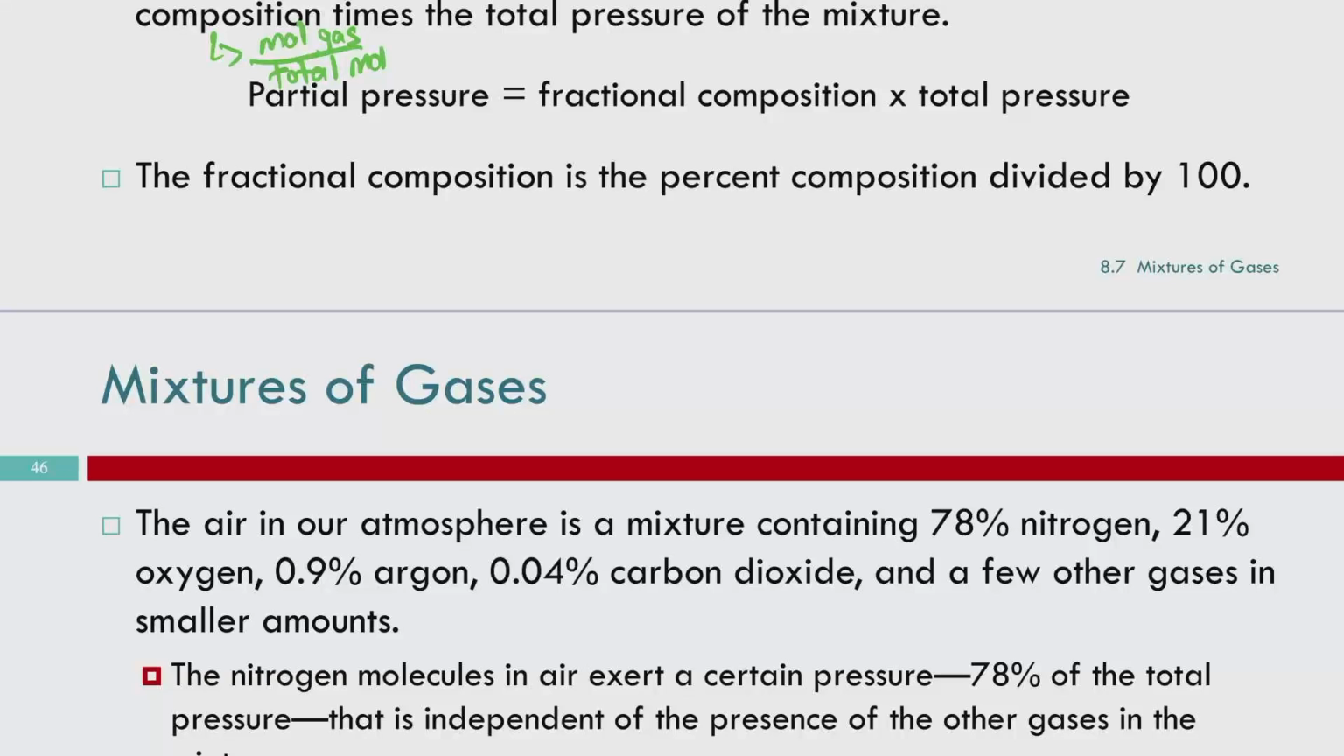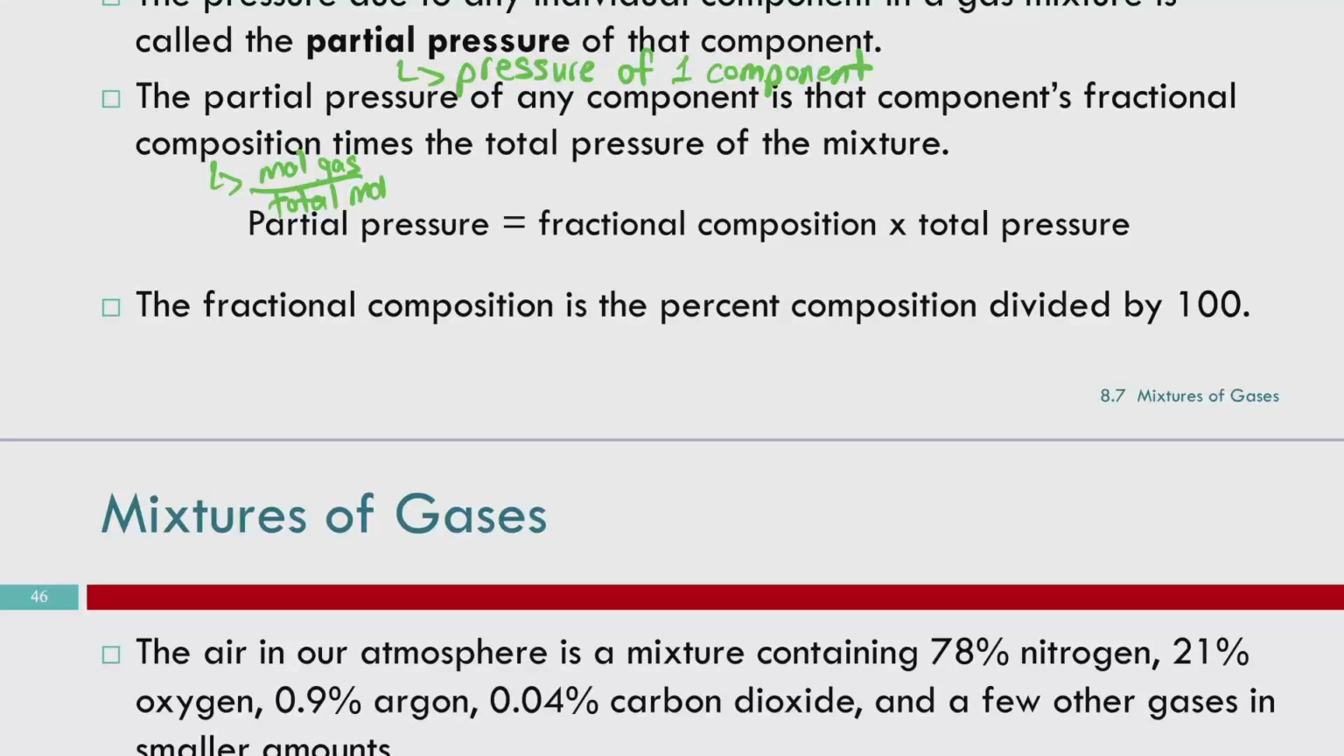So this partial pressure we could also write as P sub anything. We'll call it A. Fractional composition is often written using this chi letter from Greek. And then total pressure would be P sub TOT. That'd be our mathy way of writing it.